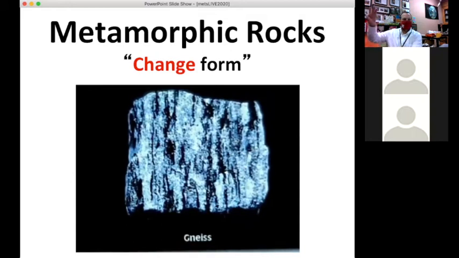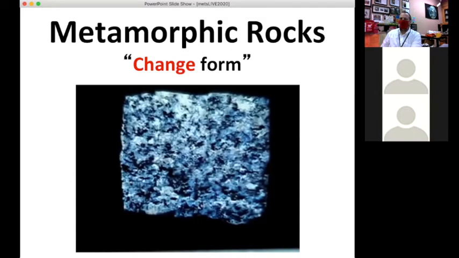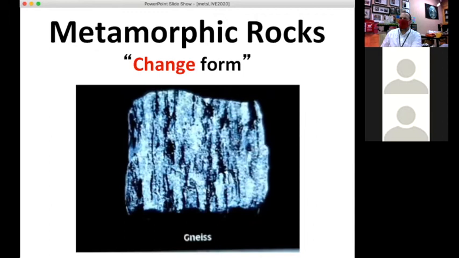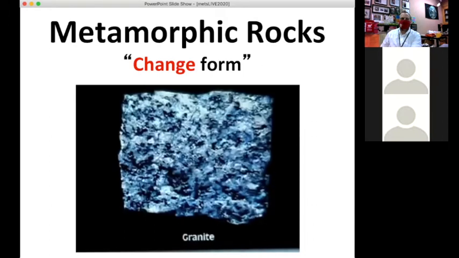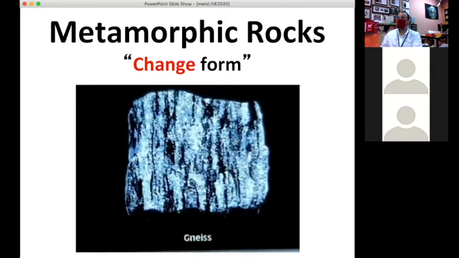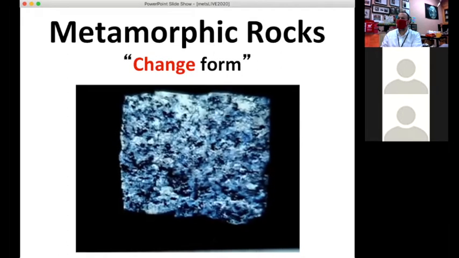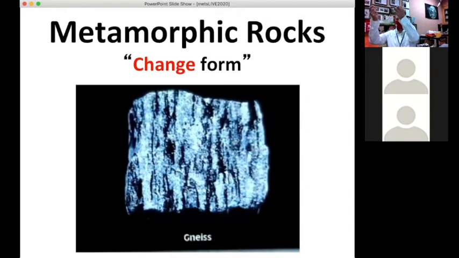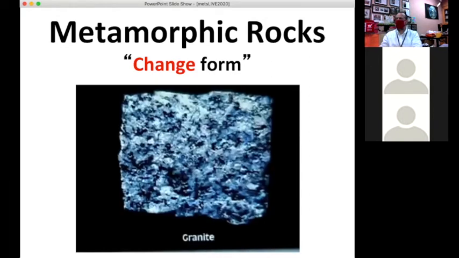We have three families of rocks. We have the igneous rocks. Igneous comes from melted magma. We have sedimentary rocks. Sedimentary come from pieces, little pieces of rock.